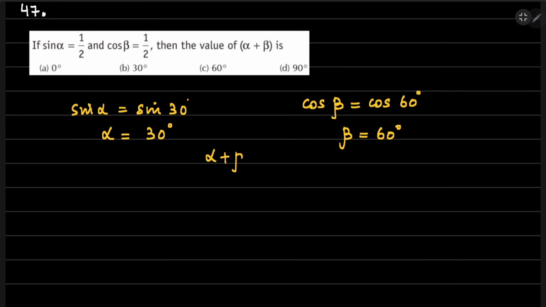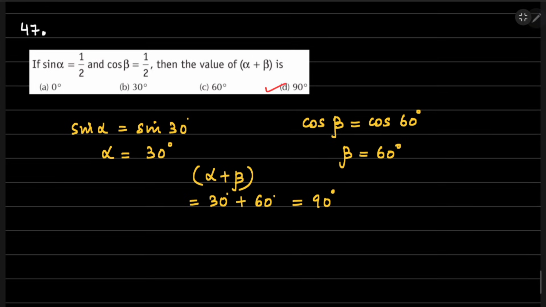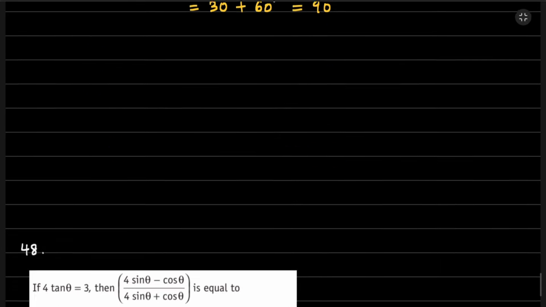What is alpha plus beta? Add the two angles, 30 plus 60 degree, which is 90 degree. So, alpha plus beta is equal to 90 degree is the correct answer. Option number D. Let's move on to the next question.